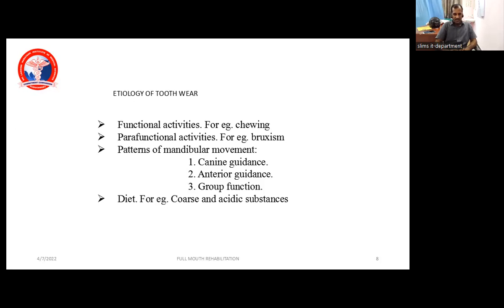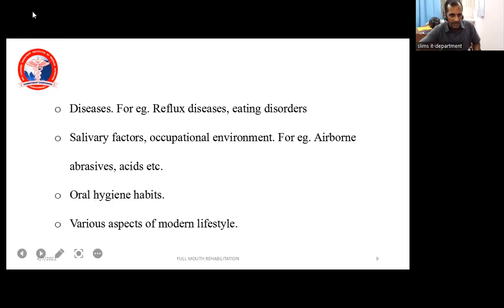If a patient is consuming more of an acidic diet or a coarse diet, that can lead to enamel wear, and subsequently the dentin will also get worn off. The hardest part of your tooth structure is the enamel. And once the outer surface, the enamel, is worn out, then the next layer, the dentin, will very easily get worn.